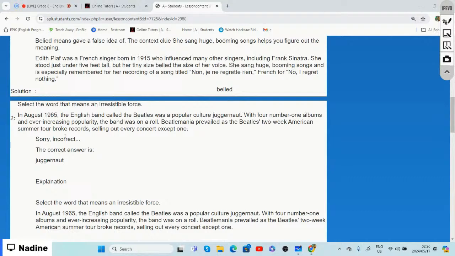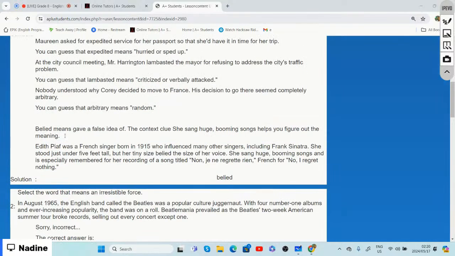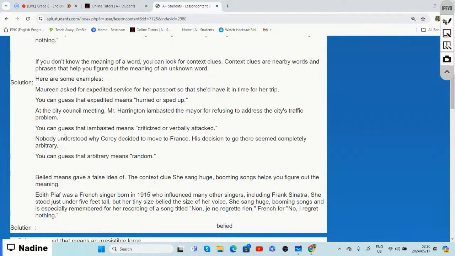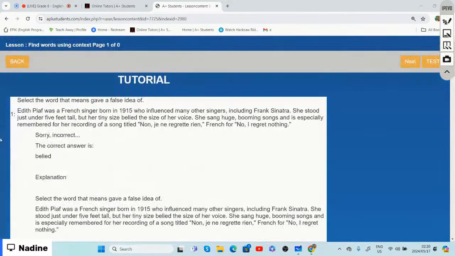All right. So we are going to now go to our test, where we're also going to find words using context. Sometimes context clues can be a bit tricky, especially for the big words that are being used. But they are words that are almost the same as that specific word, just in a simpler way.